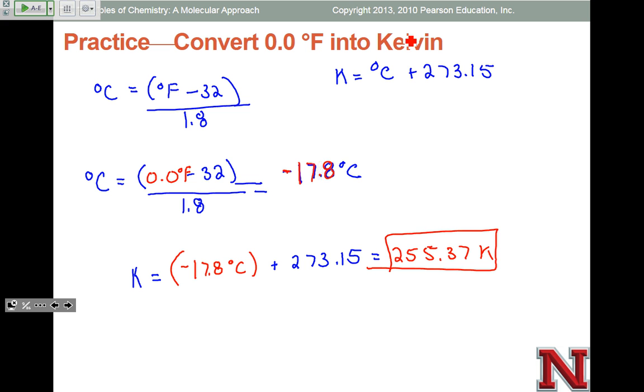Notice some things I did. I kept degrees Fahrenheit and degrees Celsius here so I don't get lost when I'm checking my work of where those numbers came from. That's just some little tips that can help you.